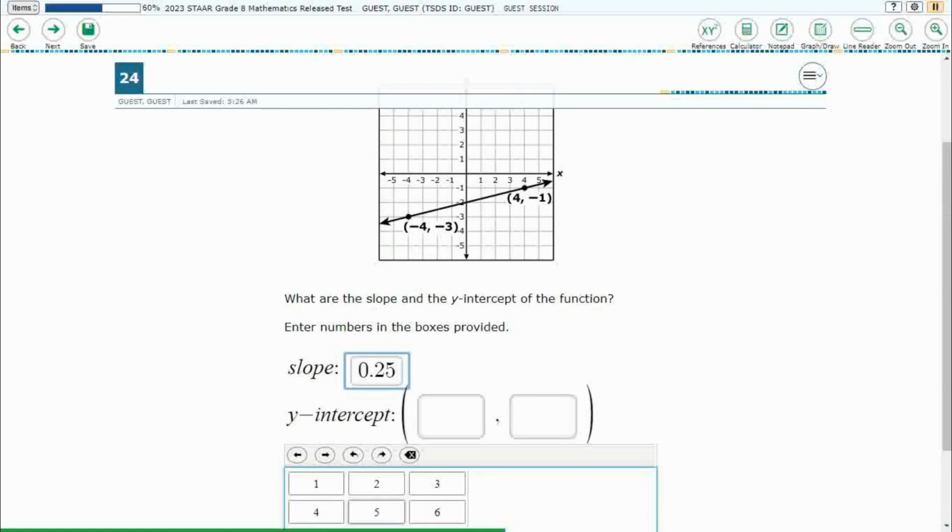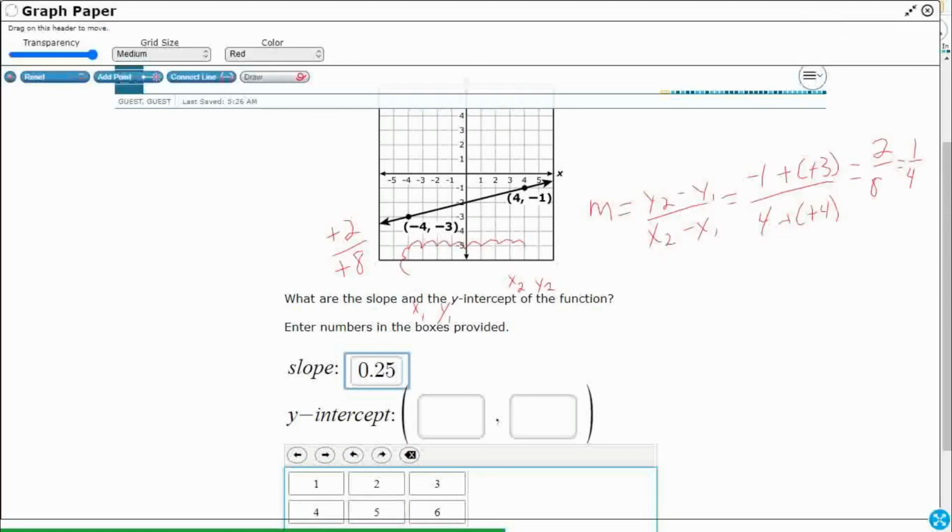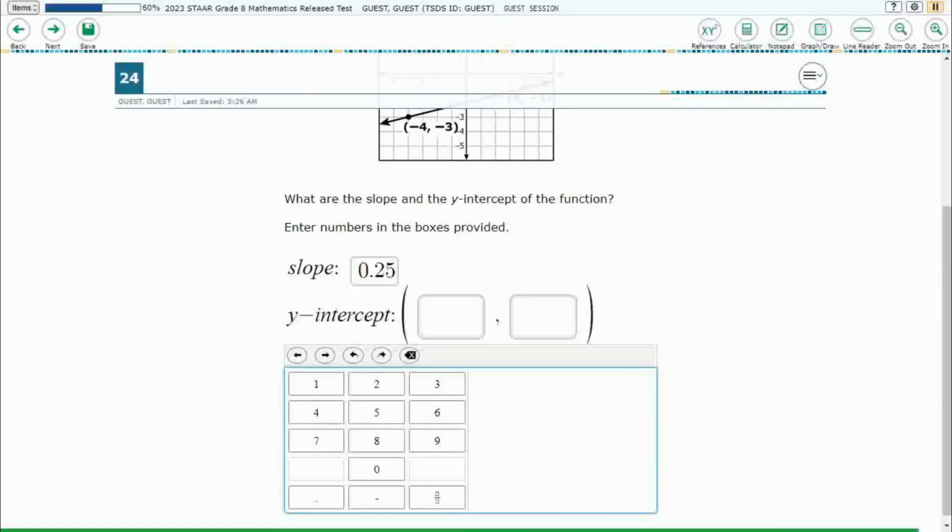Now we need the y-intercept. And that y-intercept is going to be right where it crosses the y-axis. Normally we would just call that -2, but we need the full x and y coordinates. So it's x of 0, y of -2, because whenever it's the y-intercept, the x is always 0. So that's a little bit easier. 0, hit that negative button underneath the 0, and then the 2. So that is our answer.